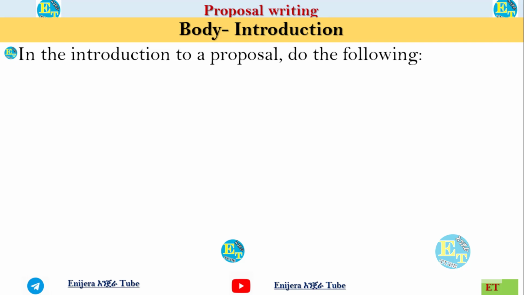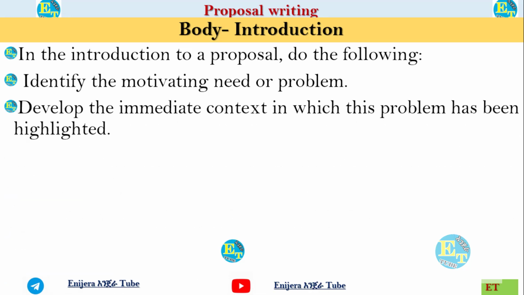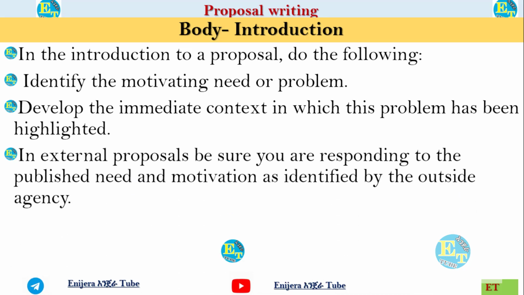In the introduction to a proposal, we have to do the following. One, identify the motivation, need or problem. Develop the immediate context in which this problem has been highlighted. As I said before, the introduction is the general science that leads to that problem. In external proposals, be sure you are responding to the published need and motivation as identified by the outside agency.